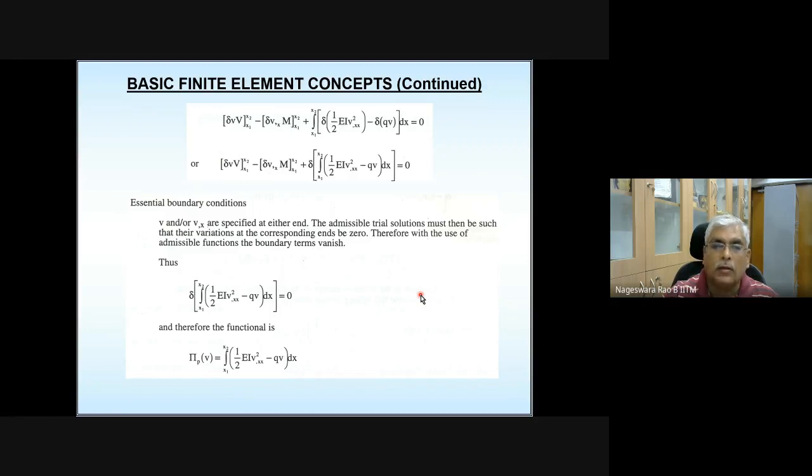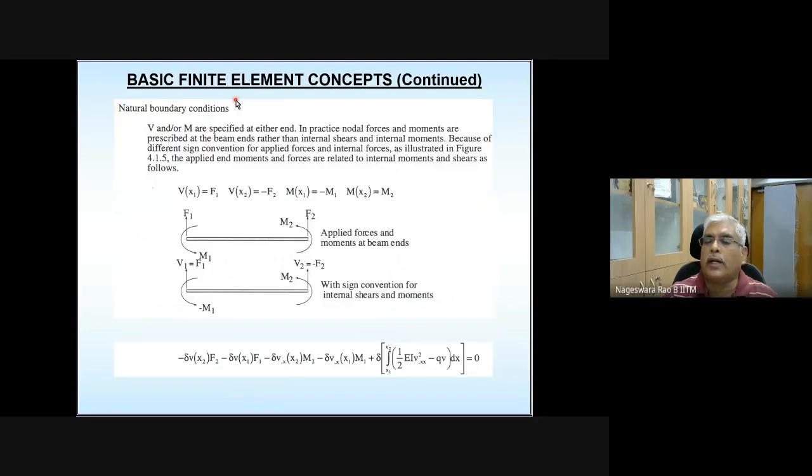Okay, so now when natural boundary conditions are specified at both ends, what do you mean by natural boundary conditions? That means you are assuming that the shear V and M are specified at either end. And then read this. In practice, nodal forces and moments are prescribed at the beam ends rather than internal shear and internal moments.